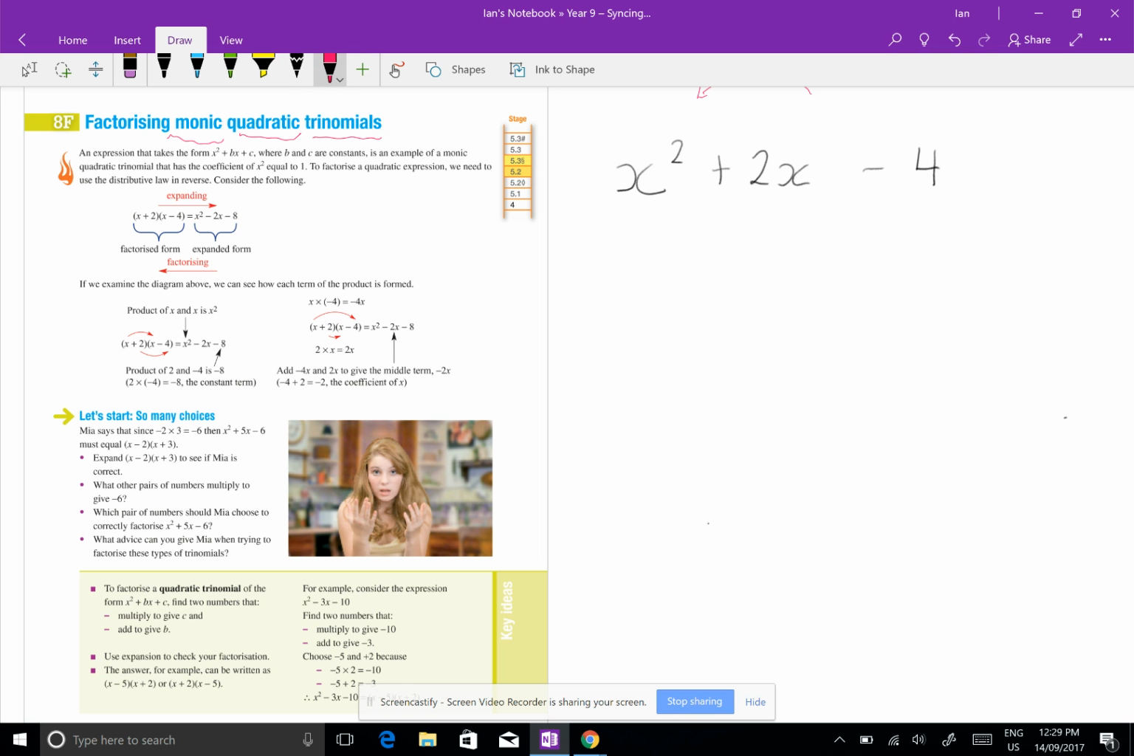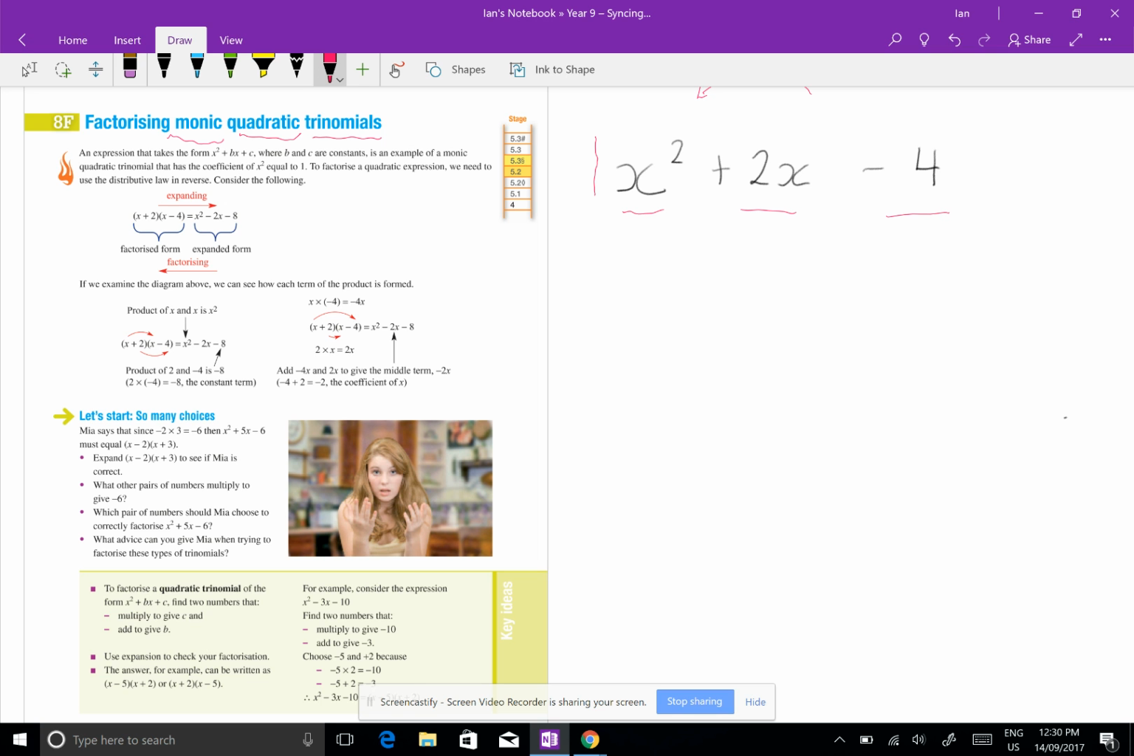Why is it a quadratic? Because it's got an x squared at the front. It's a trinomial because there are 3 terms. Now, it's monic because the coefficient of the x squared, the leading term, is 1. So it's a monic quadratic trinomial. 1, 2, 3.